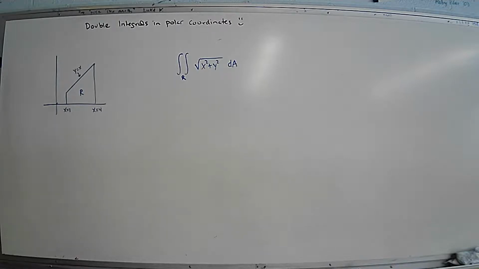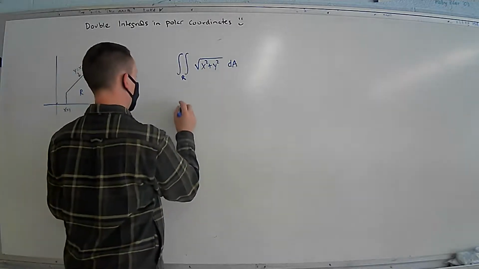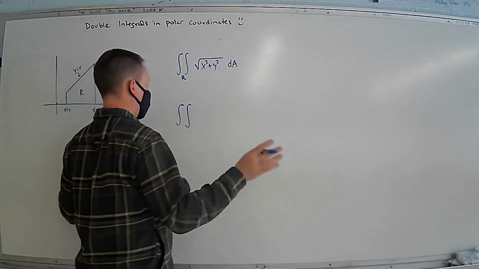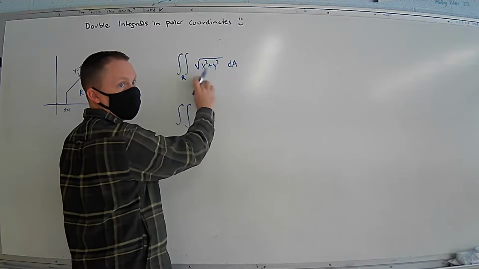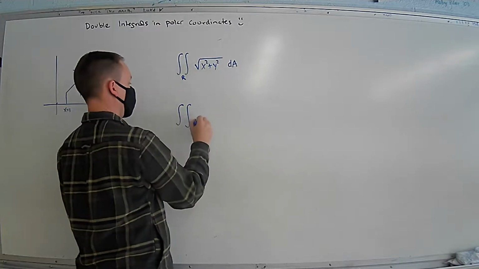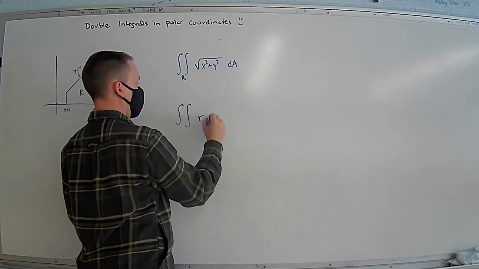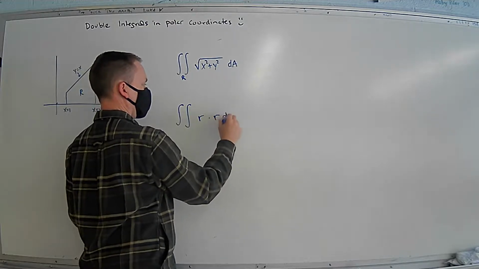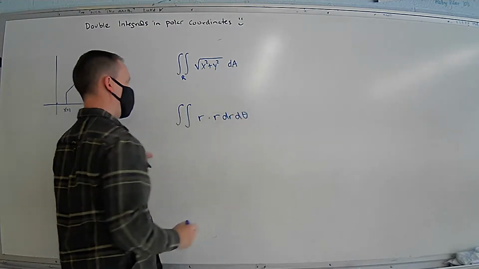So would you just have to say r cosine theta equals 1, r cosine theta equals 4. Okay, so let's do the integrand first. So that's r, r squared, and then r dr d theta.